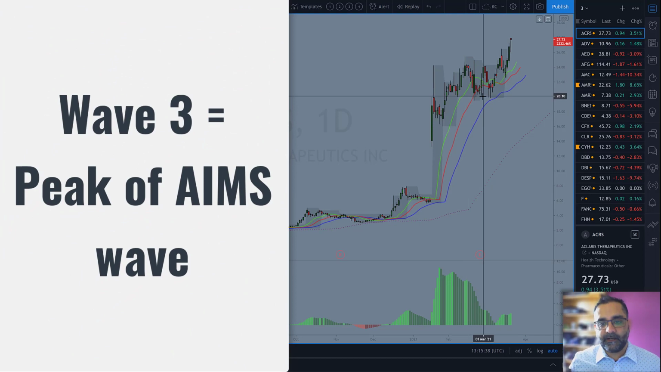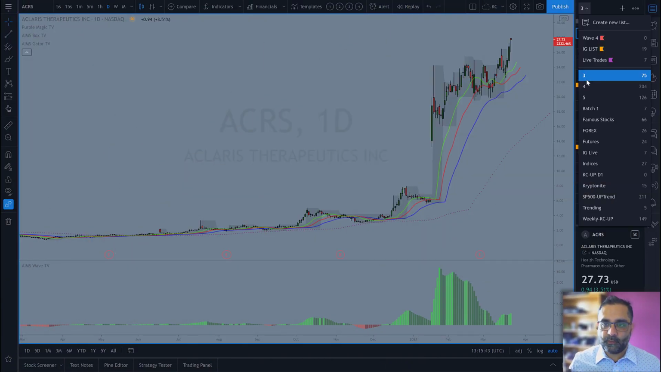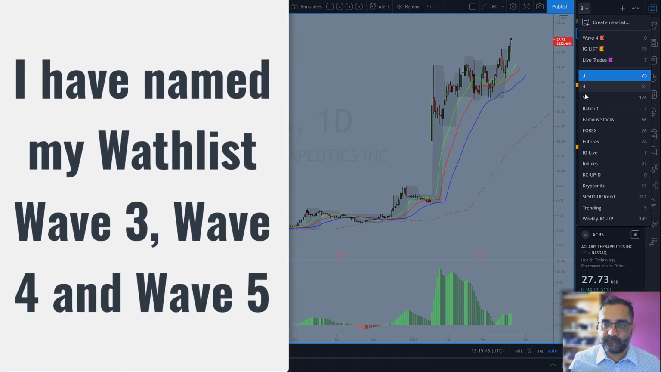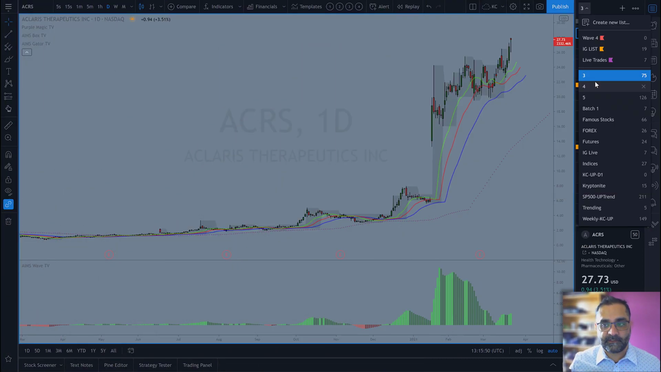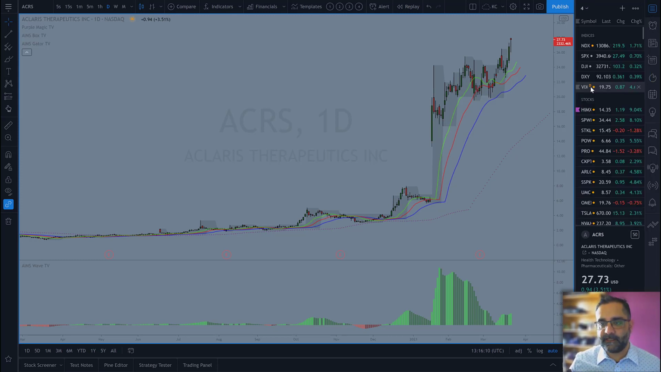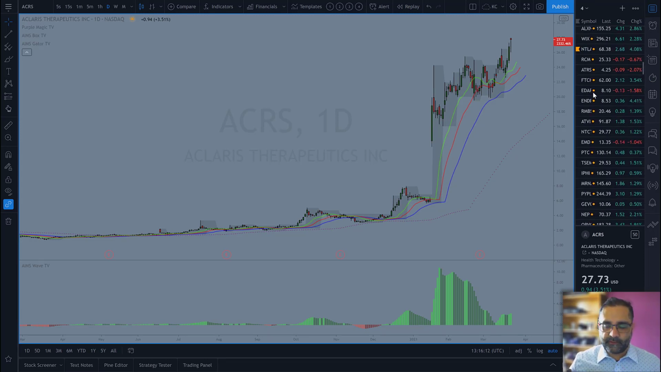So what I've done now is split my watch list into 3. I call one 3, the other watch list is 4, and the third watch list is 5. There are other watch lists as well, but these are the ones I'm looking at. As you can see, TradingView has a new feature that counts how many markets, instruments or assets you have listed in that watch list. So in number 4, which is wave 4, I have 204. If I click on number 4, we will see all of those stocks.